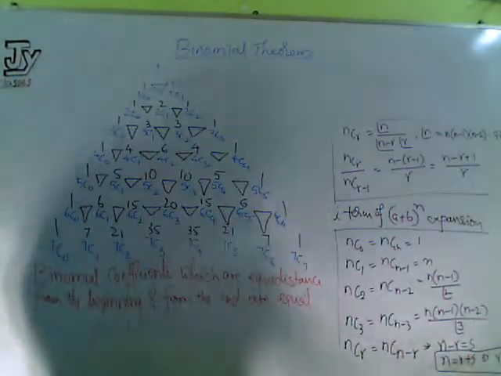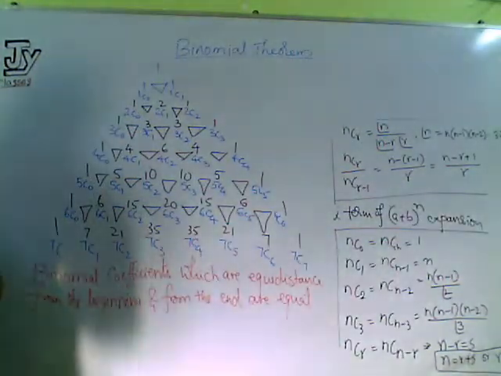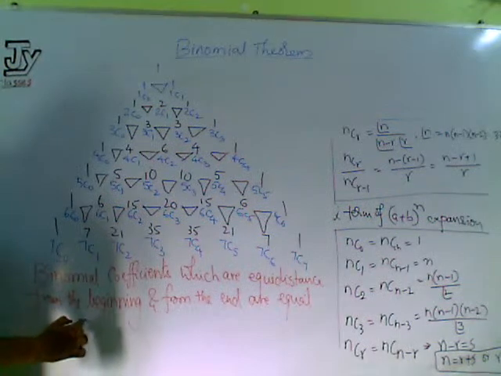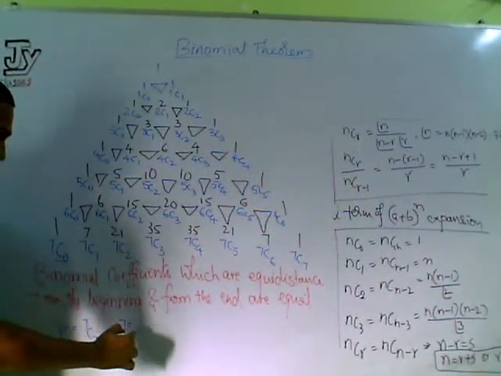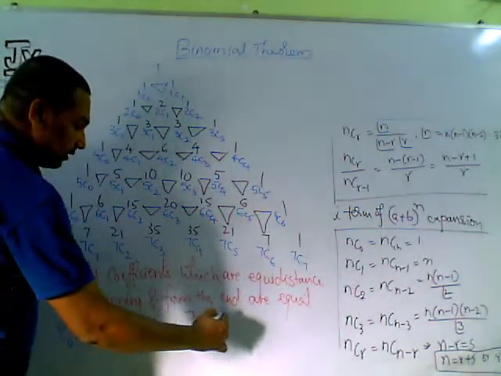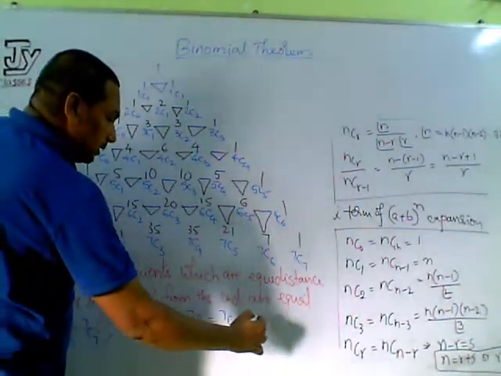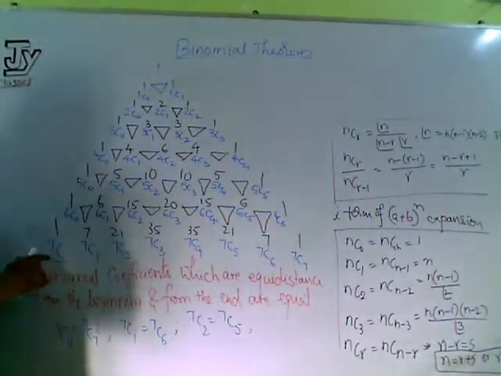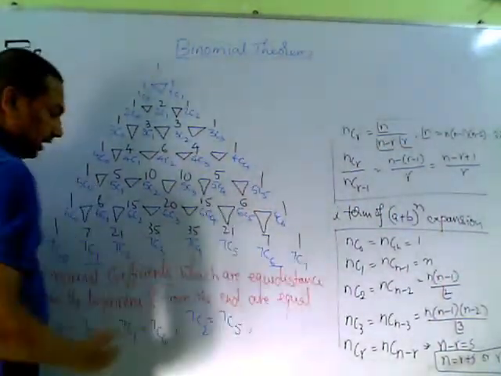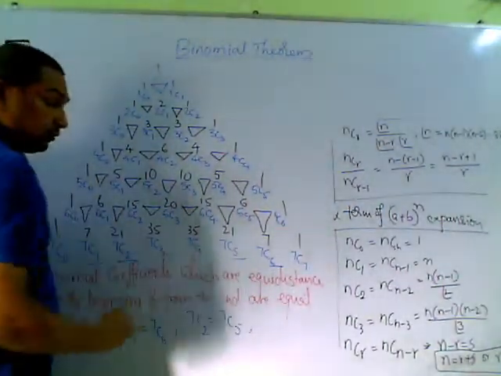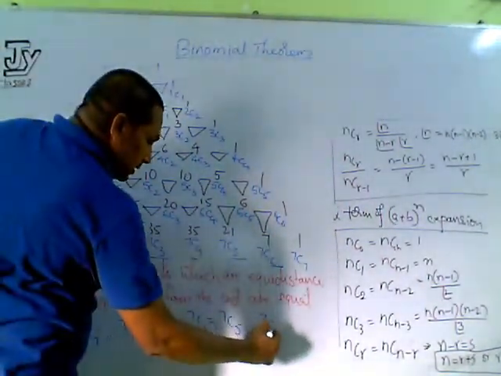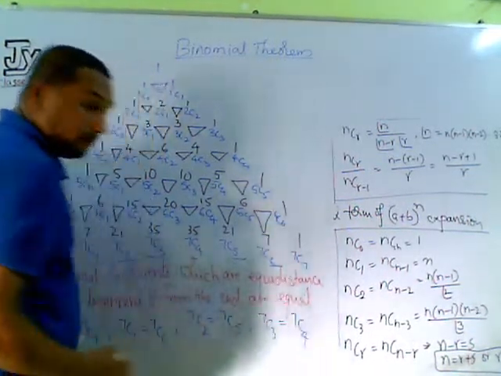So what do you observe here? First coefficient from beginning, 7C0 is equal to 7C7. 7C1 is equal to 7C6. 7C2 is equal to 7C5. See, first one from beginning, first one from end. Second one from beginning, second one from end. Third one from beginning, third one from end. Fourth one from beginning, fourth one from end. 7C3 is equal to 7C4.